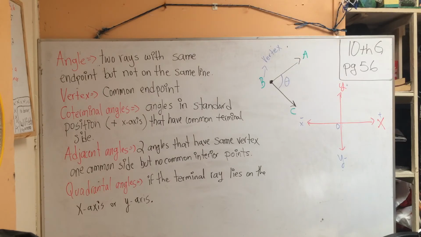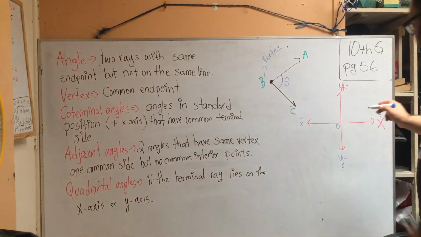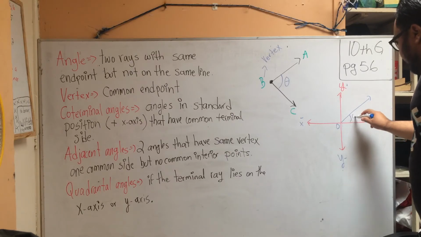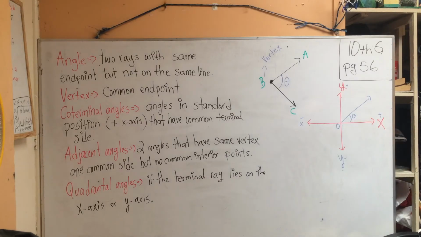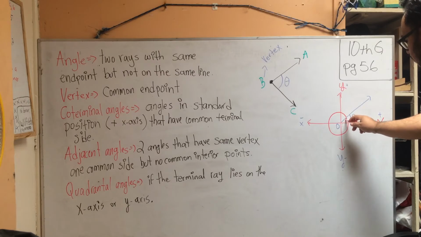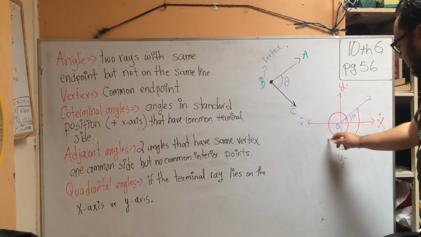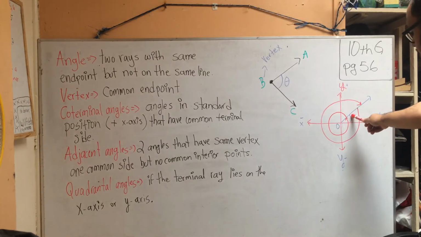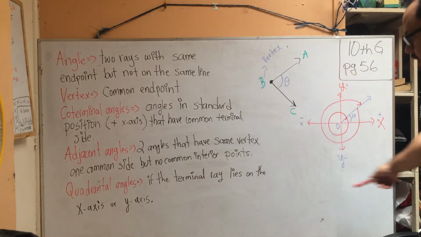So when we're talking about coterminal angles, they say angles in standard position, positive x-axis, that have a common terminal side. So a coterminal angle means that if I have this angle here, let's say this angle here, theta, a coterminal angle is going to be the measurement from this point to here, and from this point to here. Depending on the measurement of this angle theta, we're going to know which are the coterminal angles to one side and to the other side.